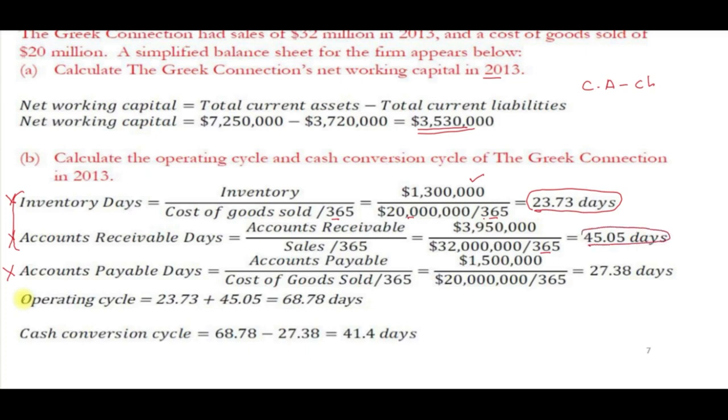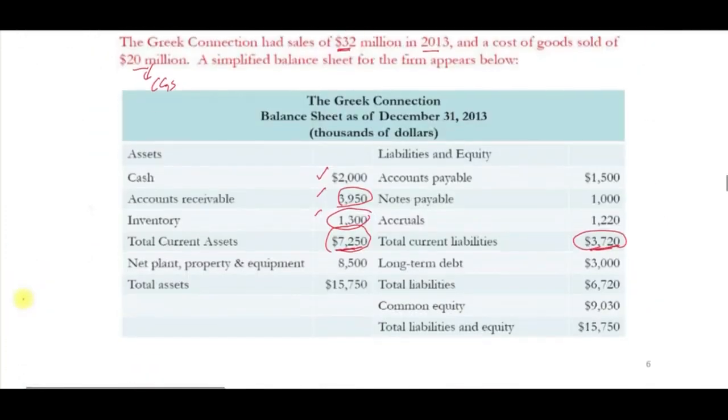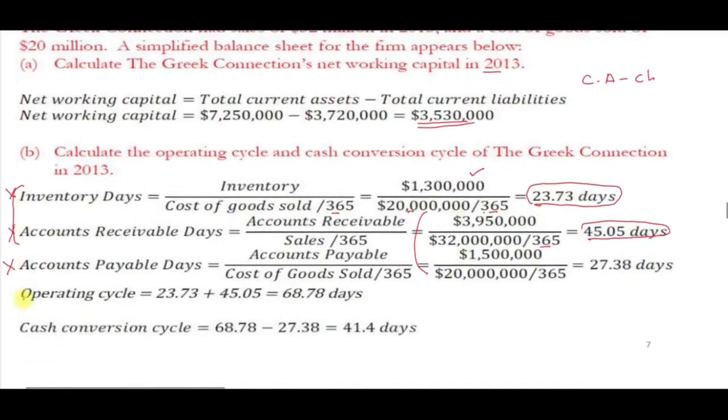Okay, and now let's calculate the account payable. Account payable days means account payable divided by CGS. CGS is already given. Account payable we will calculate. In that we will include only account payable, not notes payable. Notes payable are relatively different from account payable, so we will be using only account payable. So account payable divided by CGS divided by 365 gives 27.38. So it means the company is receiving the cash in 45.05 days but paying early.